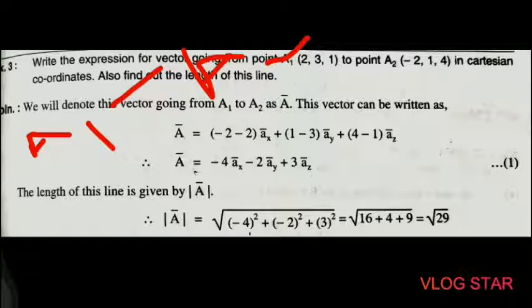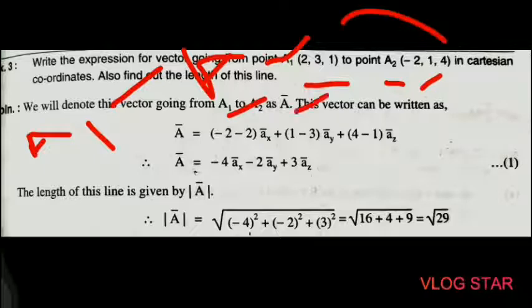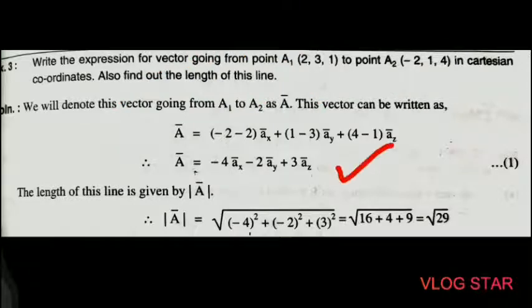So first of all we have to calculate the vector A bar, which can be written as ending vector minus starting vector. The ending point is A2 having coordinates (-2, 1, 4) and the starting point is (2, 3, 1). So from the ending vector we will subtract the starting point. So we will get the value of A bar equal to (-2 - 2) ax bar, which is -4 ax bar, plus (1 - 3) which is -2 ay bar, plus (4 - 1) which is 3 az bar. This is the value of the A bar vector.